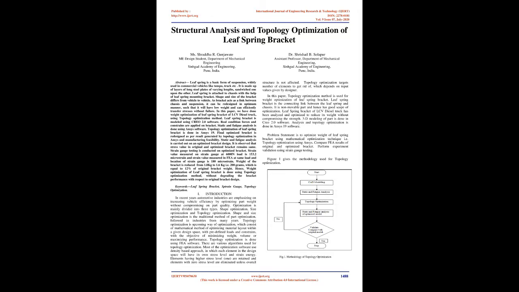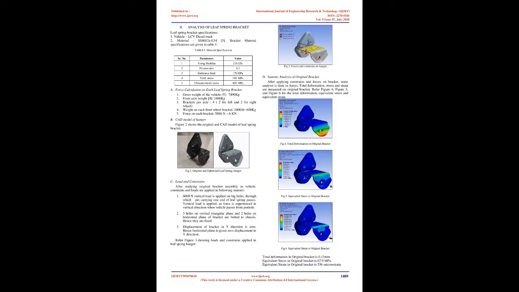Introduction. In recent years, automotive industries are emphasizing increasing vehicle efficiency by optimizing part weight without compromising on part quality. Optimization is mainly divided into three types: shape optimization, size optimization, and topology optimization. Shape and size optimization is the traditional method of part optimization, followed in industries for many years. Topology optimization is an upcoming way of optimization, which consists of a mathematical method of optimizing material layout within a given design space, with predefined loads and constraints, with the objective of minimizing weight, volume, or maximizing performance.